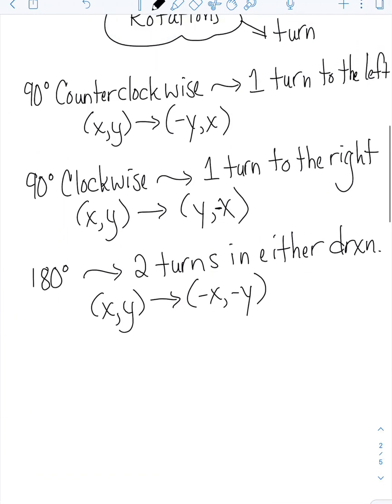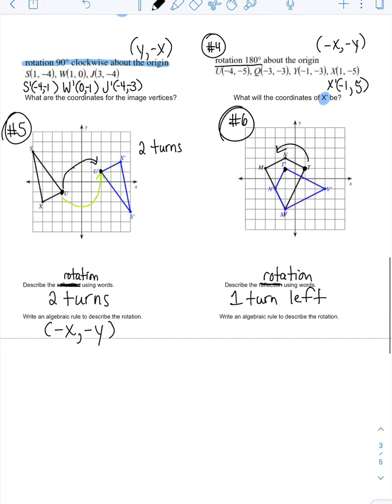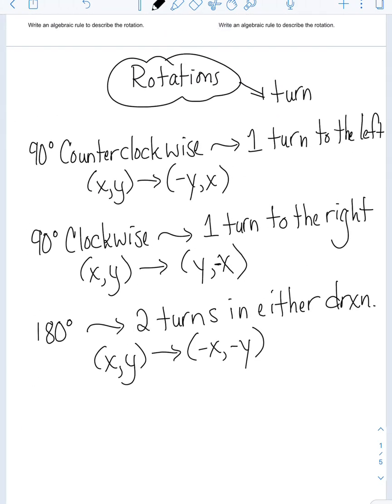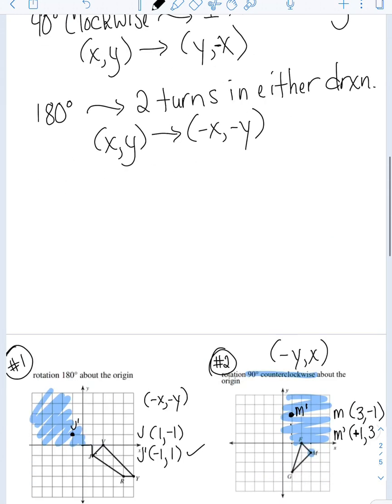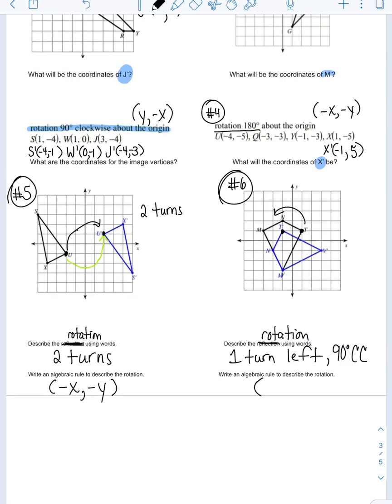So let's see, 1 turn to the left, that is a 90 degrees counterclockwise turn. You can also put that in words, 90 degrees counterclockwise. And so we want to write that rule. And the rule says negative y, comma, x. So my algebraic rule is negative y, comma, x. That means swap the x and y and change the sign of the first number.